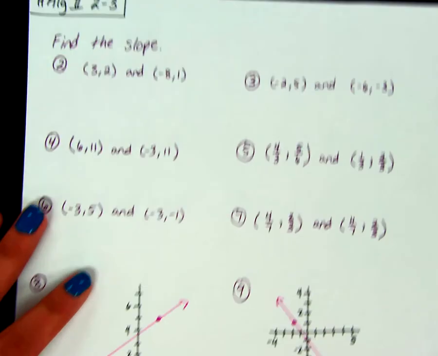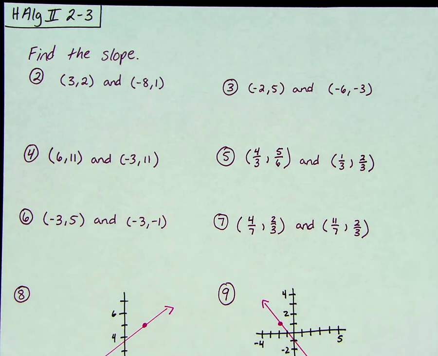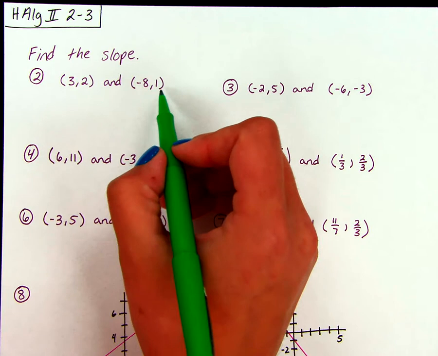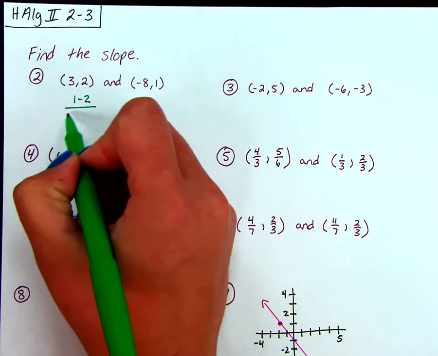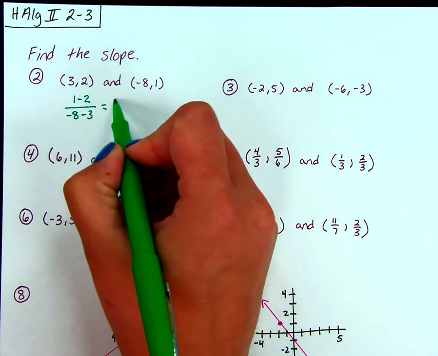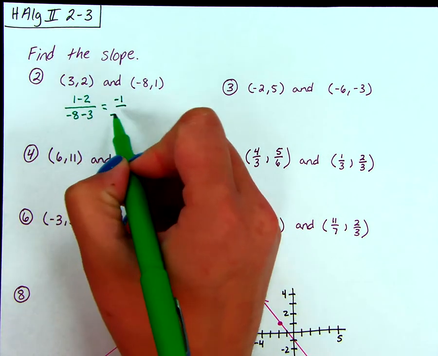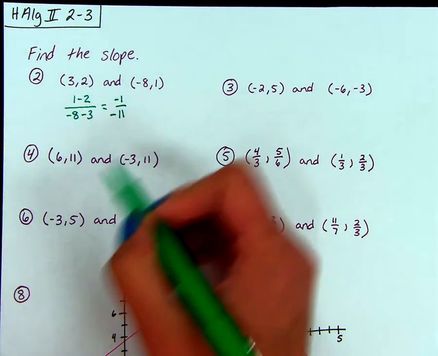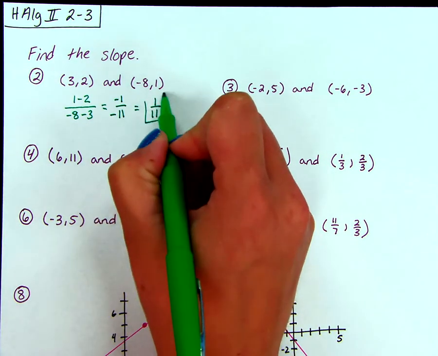So let's do some examples. First thing, if we are finding the slope between 2 points, again, it's just our change in y over change in x. So we would do 1 minus 2 over negative 8 minus 3. And then we're just simplifying that. So 1 minus 2 is negative 1. Negative 8 minus 3 is negative 11. And when we simplify, this would just become a positive 1/11.